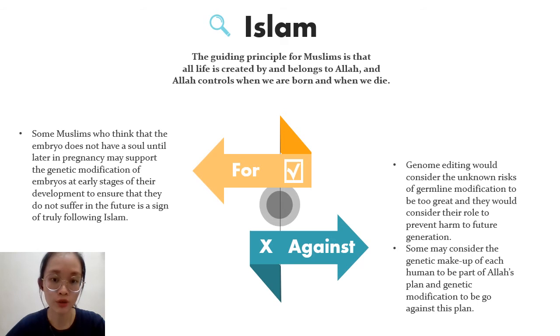Those who support germline genome editing think that the embryo does not have a soul until later in pregnancy, so they may support genetic modification of the embryo at an early stage of development to ensure that they do not suffer in the future, as a sign of truly following Islam. But those who are against it consider the unknown risk of germline modification to be too great, and they consider their role in preventing harm to future generations. Some may also consider that genetic makeup is part of Allah's plan, and germline genome editing goes against Allah's plan.